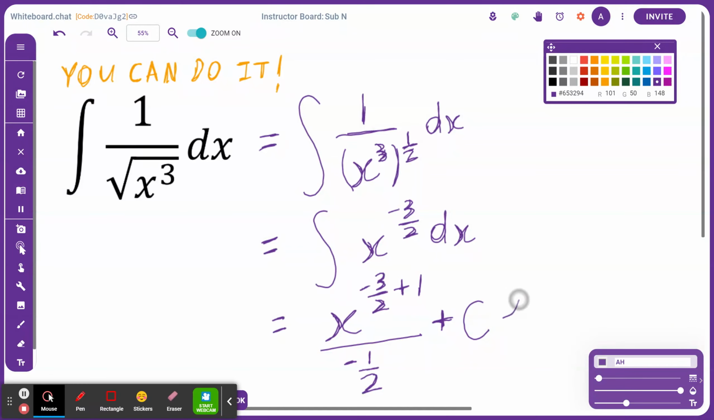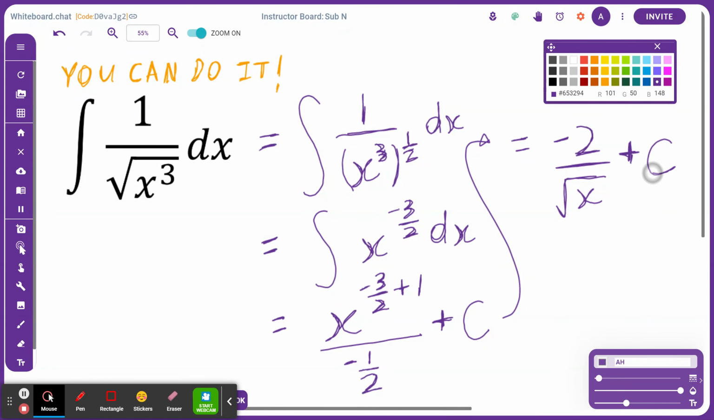Now, if you keep going, this equals, again, when you're dividing by negative half, that is the same as multiplying by negative 2. And if you think about right here, x to the power of negative 1.5 plus 1, that's going to be x to the power of negative 0.5, which is the same as 1 divided by x to the power of 0.5, or the square root of x.